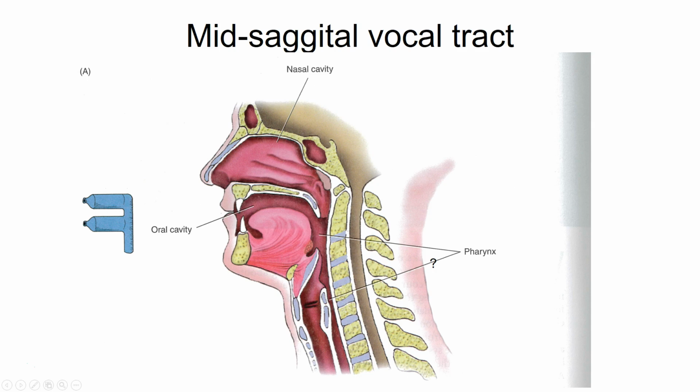We often look at the vocal tract in a mid-sagittal section, where we can see articulation in the oral cavity, possibility for airflow through the nasal cavity, and the two of those coming together posteriorly in the pharynx.